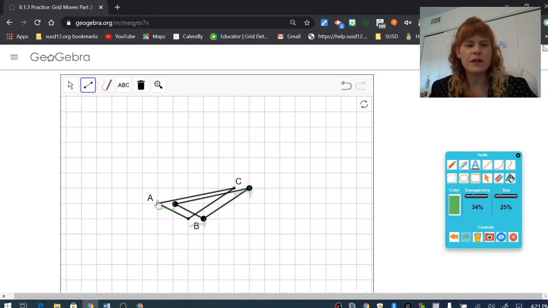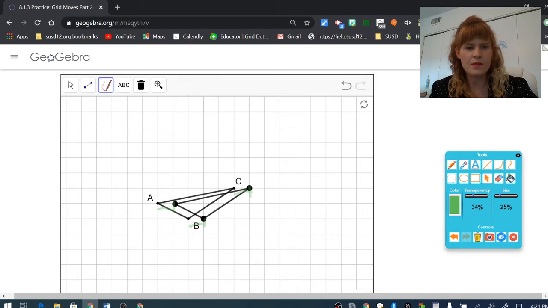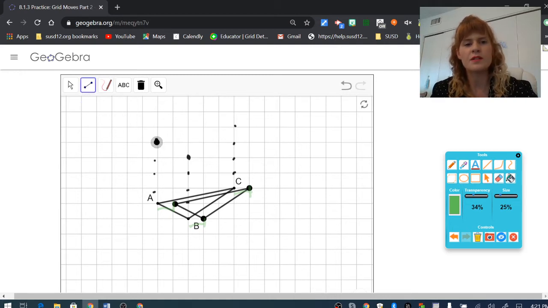I could go any direction I want. I could also go up. I'm going to use the pen to help me count spaces. 1, 2, 3, 4. There's 4 spaces up. Now let's move point B 4 spaces up. 1, 2, 3, 4. And C, 1, 2, 3, 4. And then use the line segment tool to connect your dots. There we go.